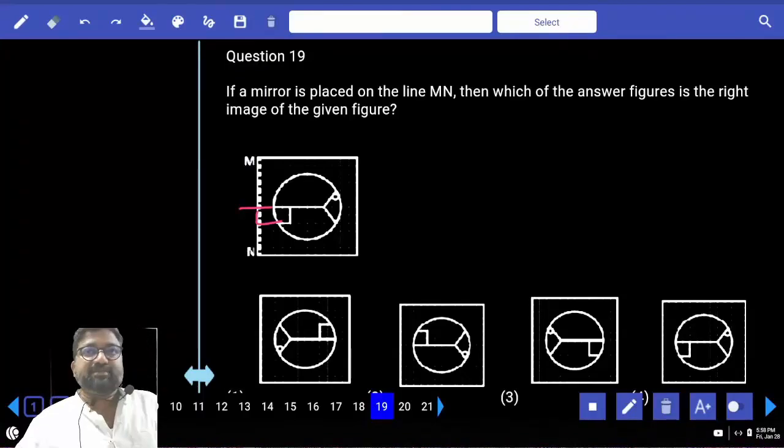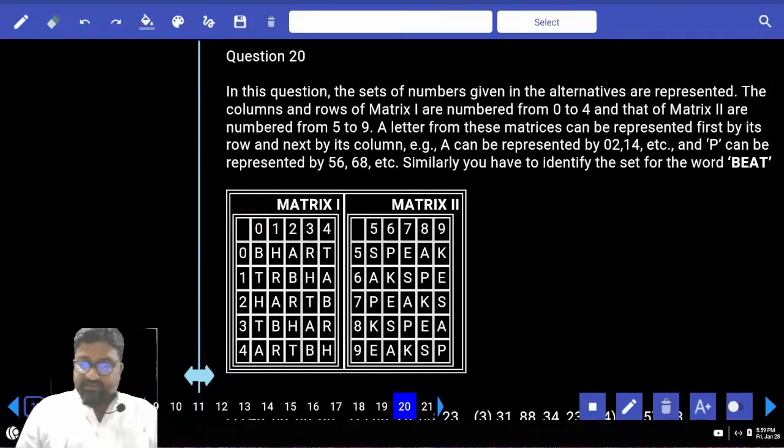Third option. Done? I don't want to waste my time by looking at all the others because the mirror is placed on line MN. 20, come on. What will I try to do?